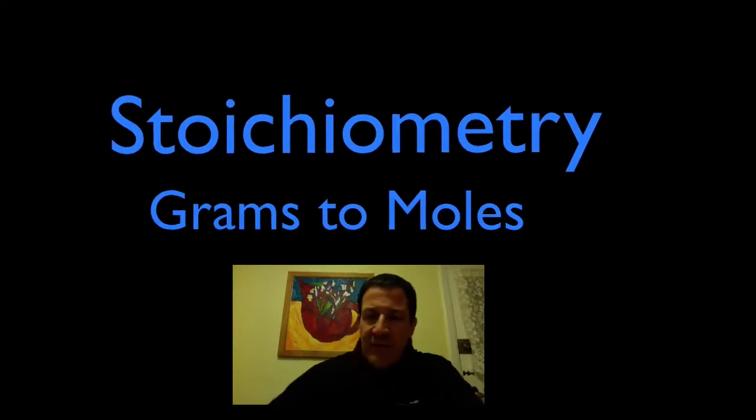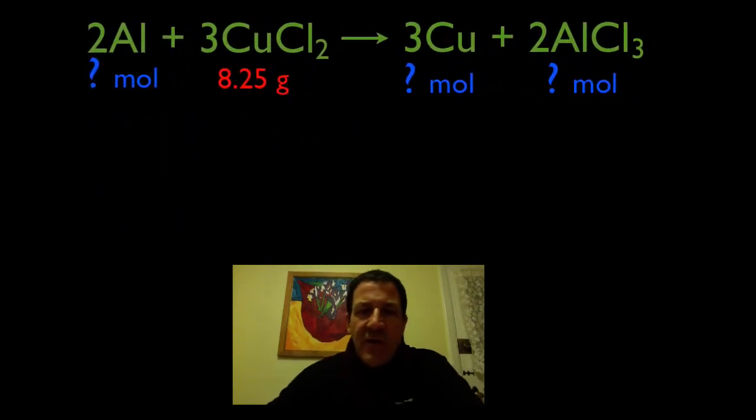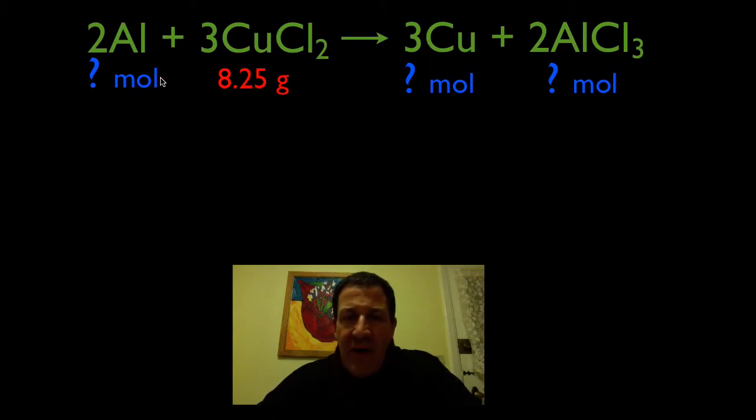All right, so let's go ahead and look at our chemical equation. You can see here we have a single replacement of aluminum and copper chloride. We're going to be given 8.25 grams of copper chloride, and we want to know how many moles of aluminum we need to react that many grams, and how many moles of copper and how many moles of AlCl3, aluminum chloride, we're going to produce.